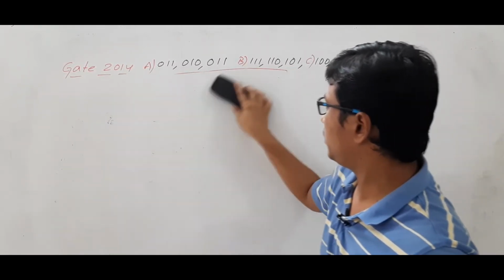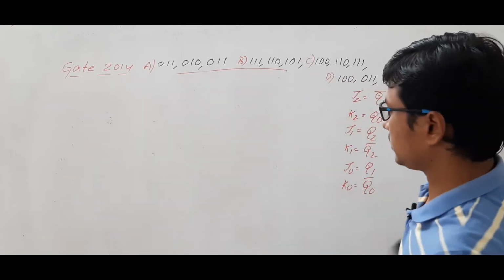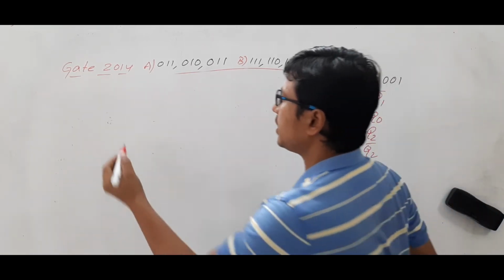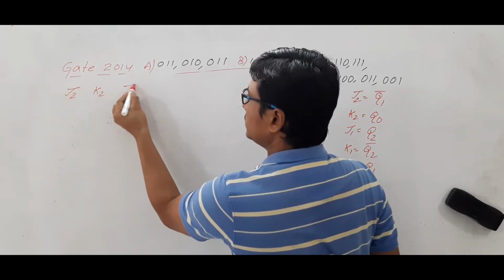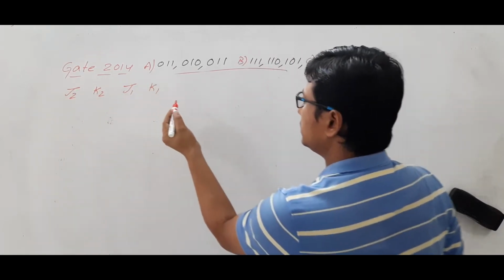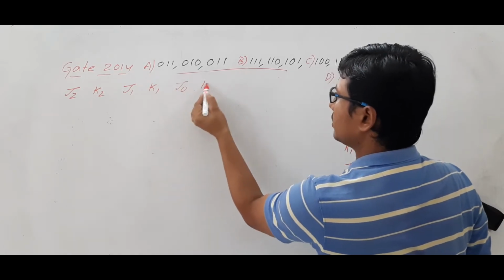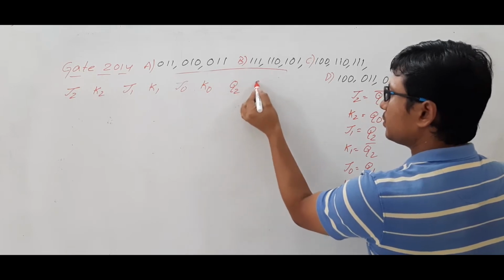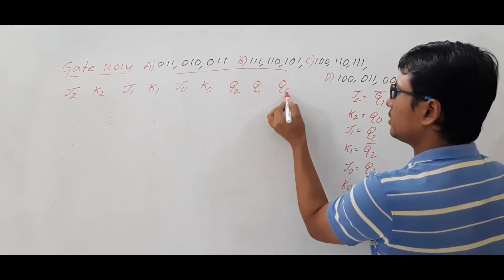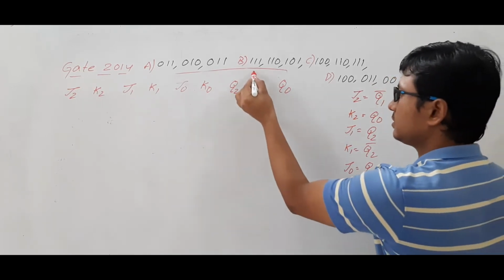Okay. So what I need to take is each flip-flop's J value and K value. So we have J2, K2, J1, K1, J0, K0. Similarly, we have Q2, Q1 and Q0 as the present states. Am I right?